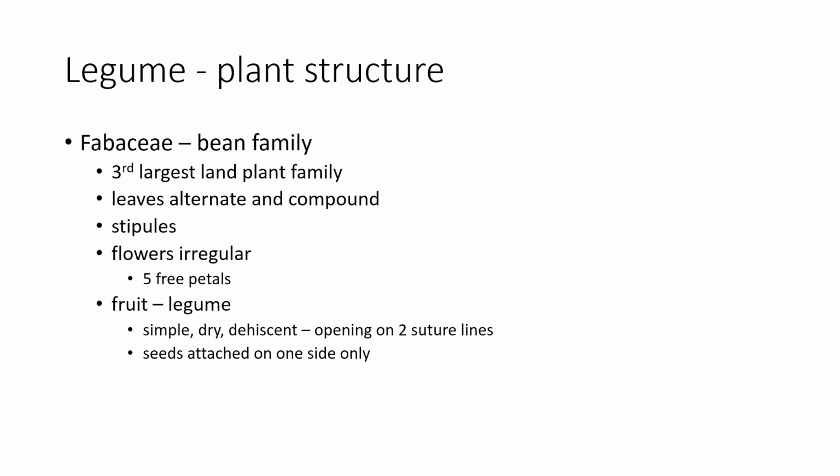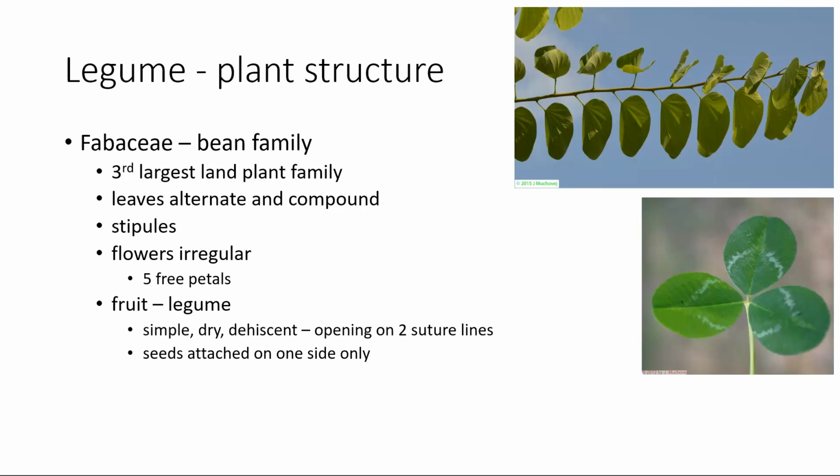Plant structure. We're talking about the family Fabaceae, which is the bean family. It is the third largest plant family that you find on planet Earth. We have leaves that are alternate and compound. When they come off of the stems, they do not come off opposite each other, but rather you have one, then you have another one, and it comes off of the other side. The other thing is the leaves are compound. The leaf will have many parts to it rather than being a simple leaf.